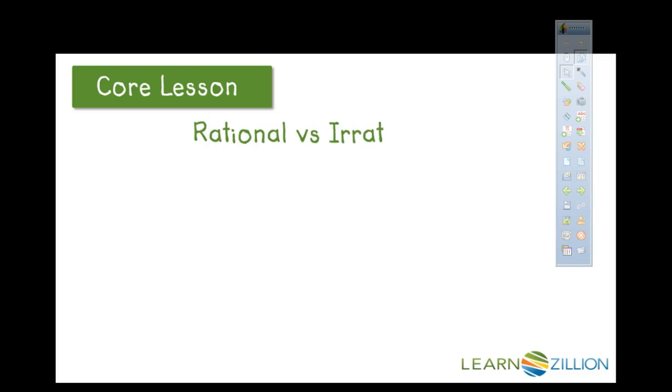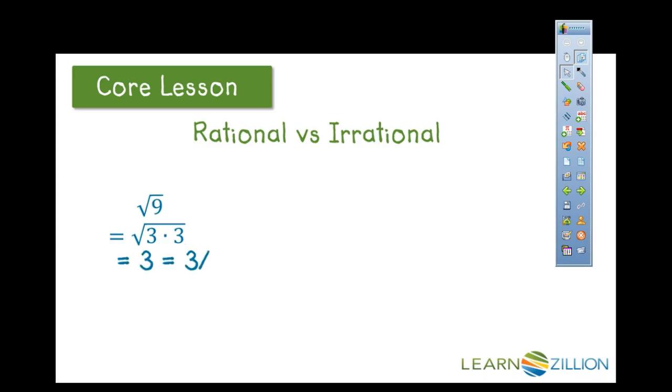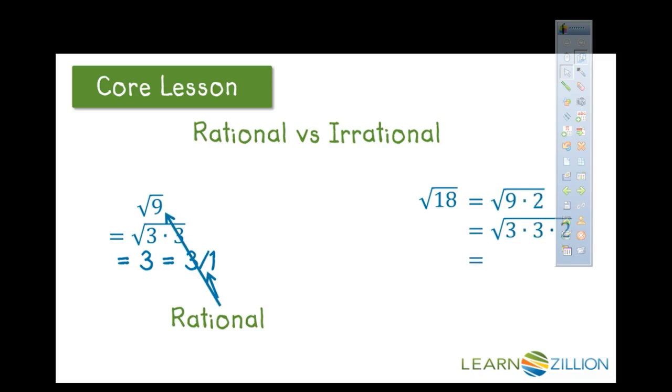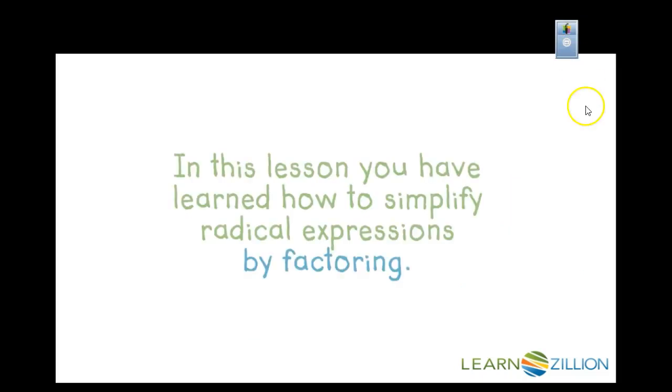In this lesson, you've only worked with irrational numbers that involve roots. One key point is that some numbers with a radical can be simplified into a rational number. The square root of 9, for example, can be simplified into the number 3, which can be written as 3 over 1. So it's a rational number. If you simplify a number as much as possible, and it cannot be written as a ratio of integers, then it's still irrational. In this lesson, you've learned how to simplify radical expressions by factoring.